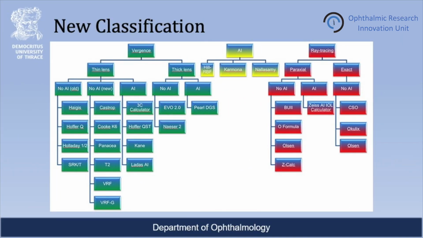However, the creation of new formulas requires a new classification. According to the corresponding literature, the formulas can be divided into three major groups. The first category is the vergence formulas, which can be subdivided based on the lens thickness. The second category is artificial intelligence-based formulas. The third category is ray tracing, which contains the exact and paraxial ray tracing formula. The main feature of this new classification is the use or not of artificial intelligence by the respective power calculation formulas.